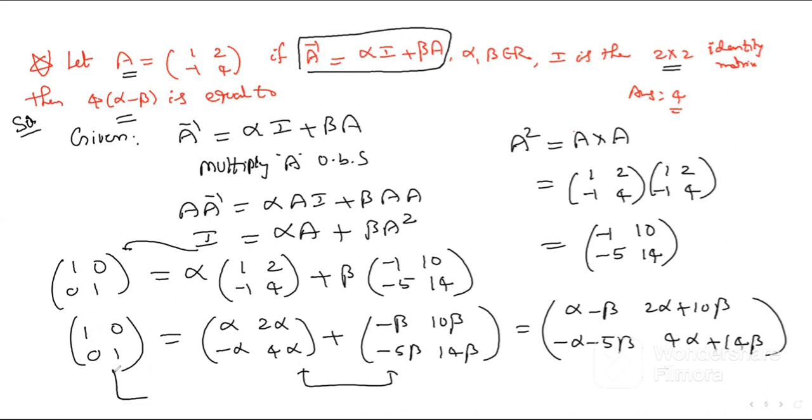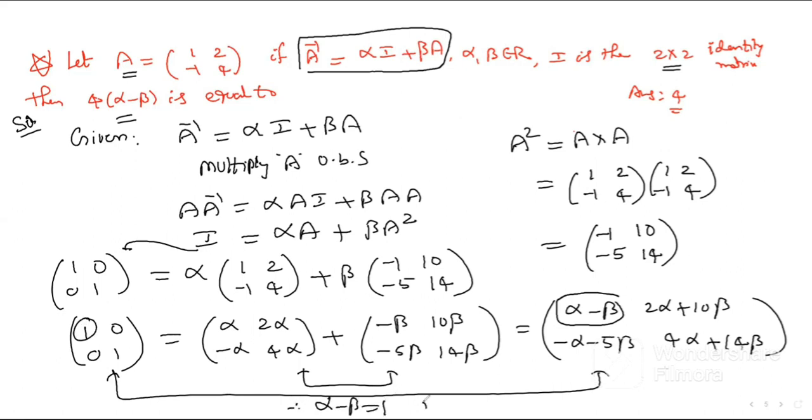Okay, now these two matrices are equal matrices. Now equating corresponding elements, what we get here? Alpha minus beta is equal to 1. Therefore, alpha minus beta is equal to 1. What is required here? From the statement, required is 4 times of alpha minus beta. 4 times of alpha minus beta is equal to 4 times of 1, so the answer is 4.